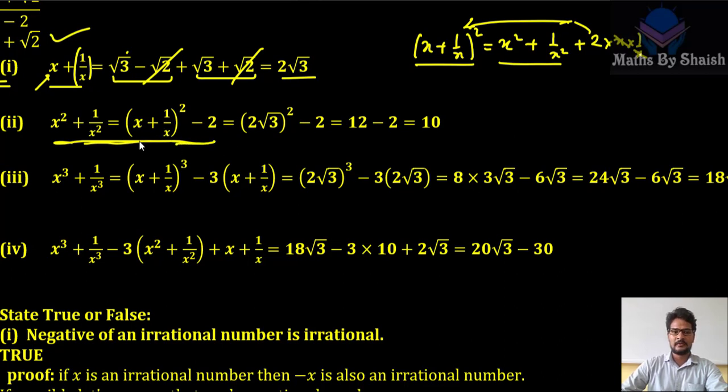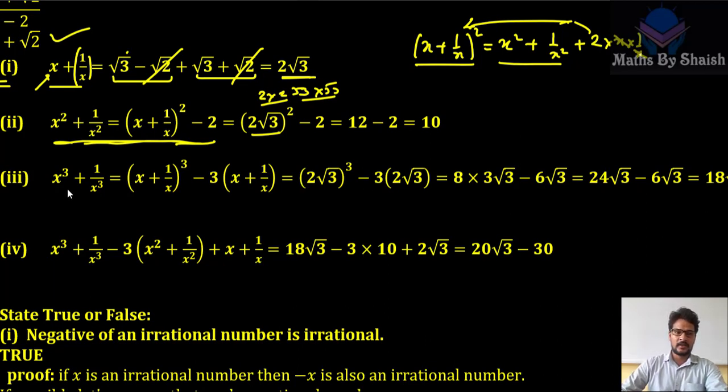Now we have x plus 1 upon x from the previous part, and 2 is already there. So 2 root 3 square is 2 root 3 into 2 root 3, and 2 2s are 4, 4 3s are 12. So 12 minus 2, and it is 10.